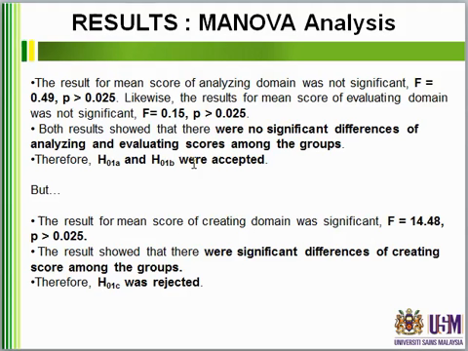Therefore, H not 1A and H not 1B, the first and the second one, were accepted, but for the third one, there were significant differences of the creating score, creating domain, among the groups. Therefore, H not 1C was rejected. If you'd like to know more about this, you can read our paper once it is actually published.